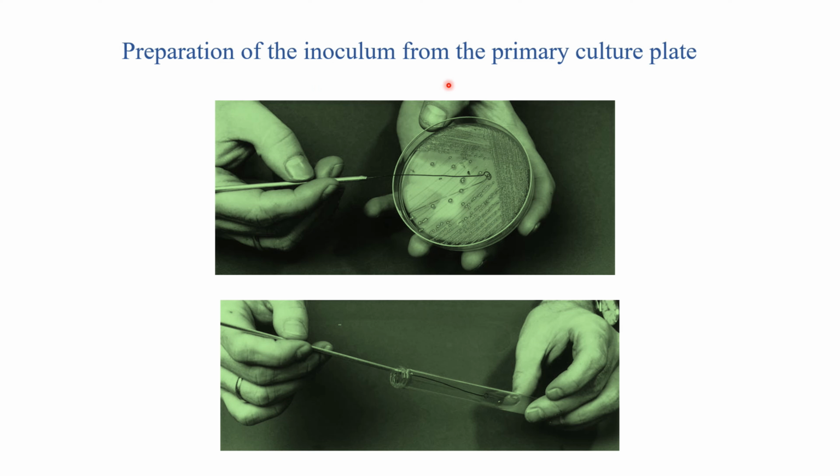Preparation of inoculum from primary culture plate. So this is the primary culture plate. Here you can see there are so many colonies in the primary culture plate, and each colony represents a single type of organism. So we will take one colony with the help of this inoculating loop, and we will inoculate this single colony into a liquid culture or broth, and this broth may be sterile water, nutrient broth, or peptone water. And this is the first step.